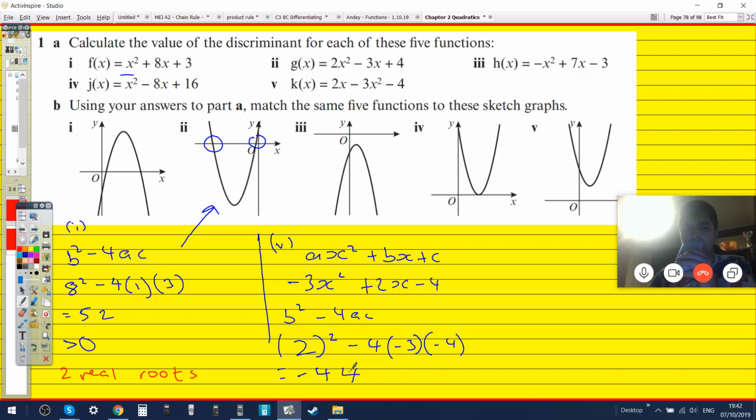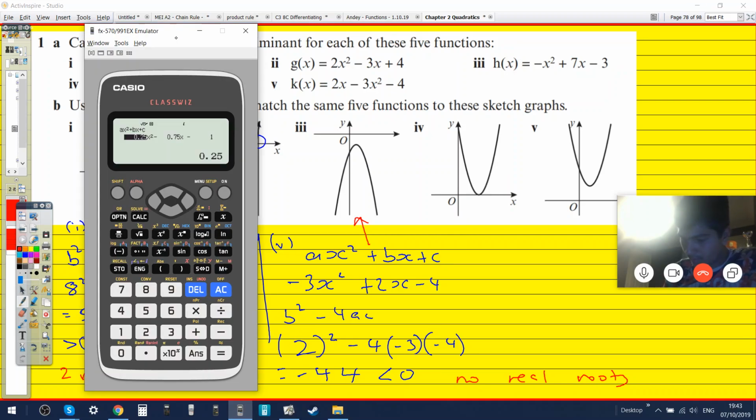Well, how many roots will there be if b squared minus 4ac is minus 44? Oh, none. Yeah. So it means it'll be the third one. Yeah, well done. So no real roots, and it's a negative a, and so it's going to be the end shape with no roots.